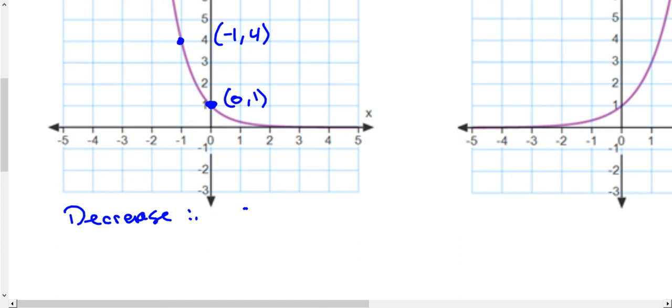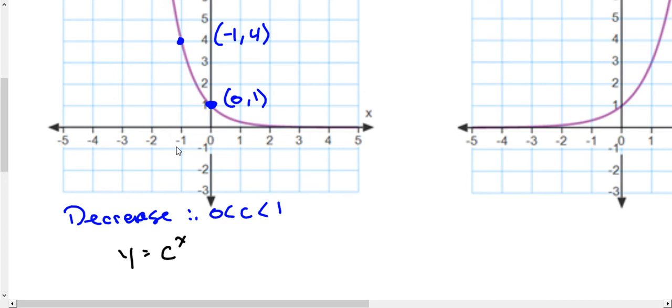Therefore, my c value has to be between 0 and 1. So I'm looking for a fraction, definitely, for a c value. The way that we're going to do this is we're going to fill in our equation, and our equation is y equals c exponent x. Well, if you chose (0, 1) and put it in here, this is c exponent 0 equals 1. That really doesn't help us because anything exponent 0 is always going to be 1.